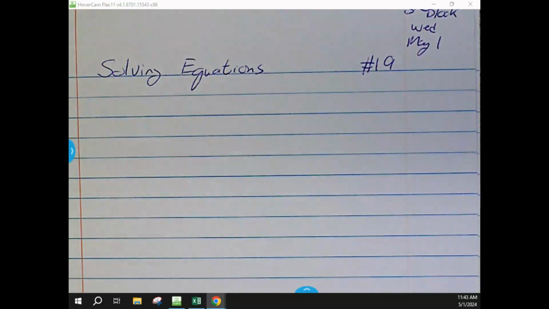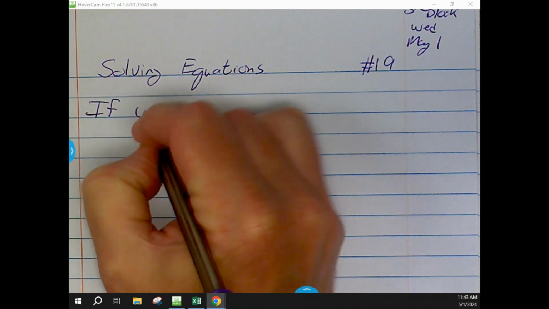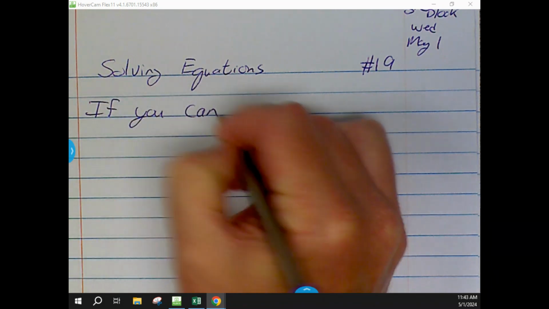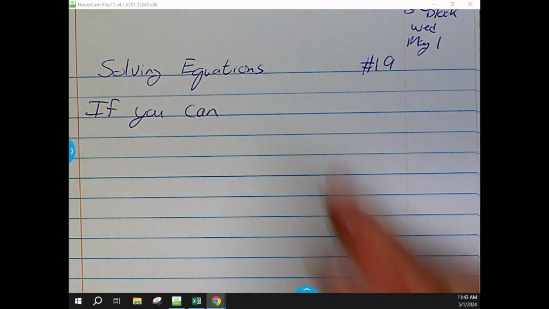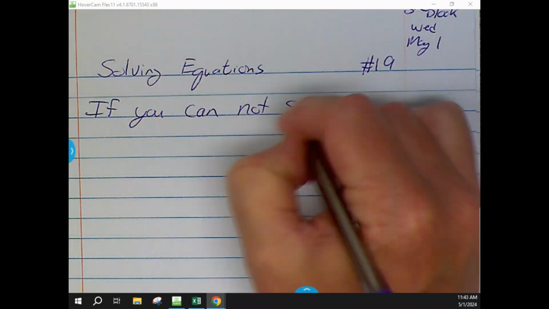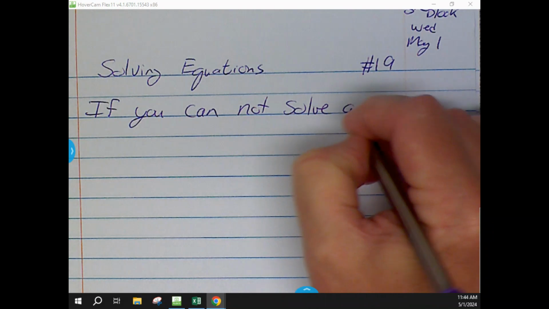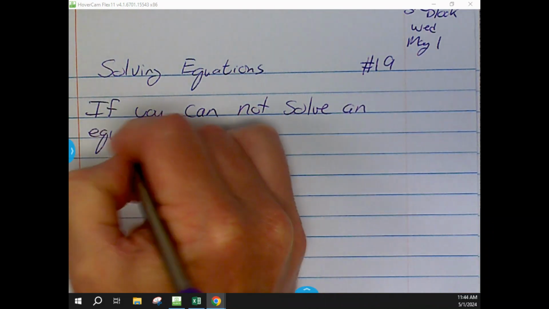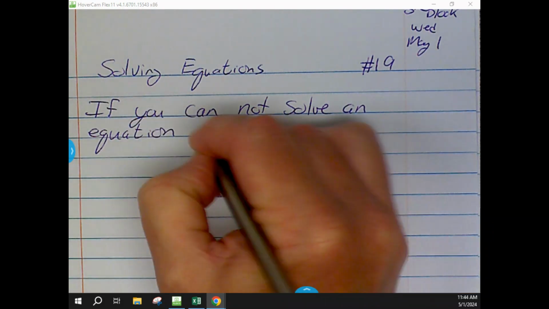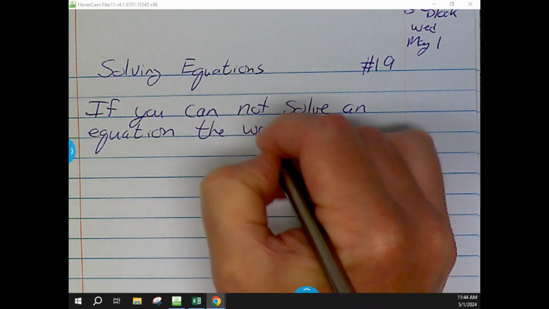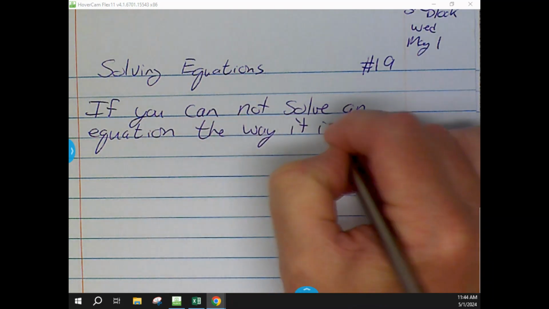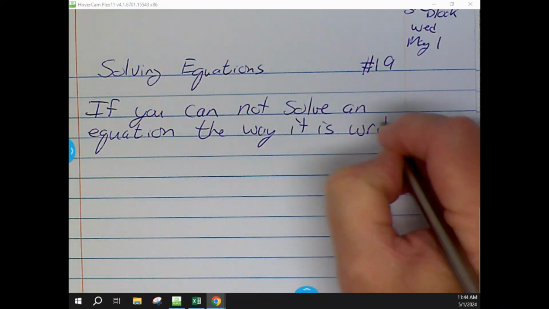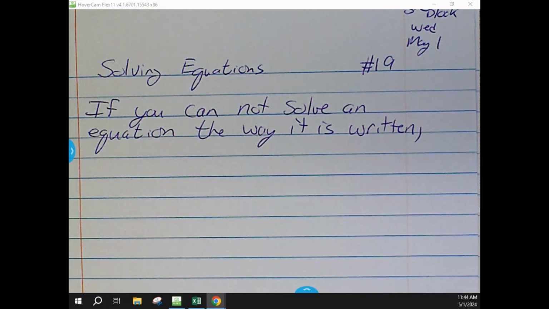Okay, so we've got exponential equations here. Sorry. Here's basically what it comes down to. We're going to tie everything together we've done the last 3 or 4 days. If you cannot solve an equation the way it is written, then we're going to just rewrite it in the other form and then solve it.